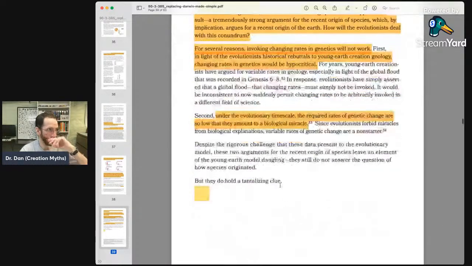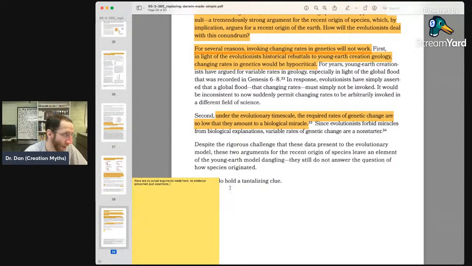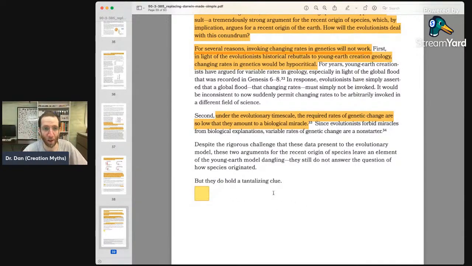Okay, so I left myself another note here, and I don't remember what it is. Let's find out. I don't know if I started swearing this early in my notes, but let's find out. There are no actual arguments here, no evidence, just assertions. That is true. That is a fact.